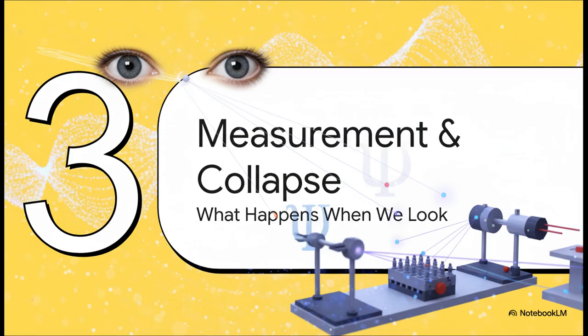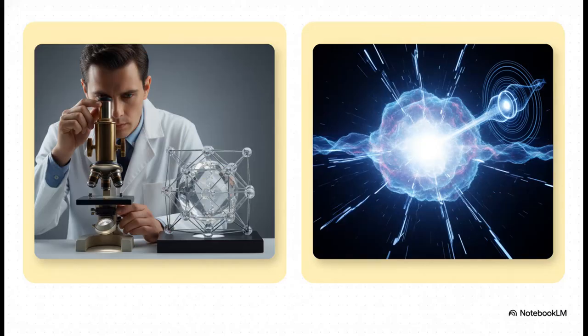And honestly, this might be the strangest rule of them all. What happens the moment we try to measure something? Classically, if you check the speed of a car, you're just finding out something that was already true. It's totally passive. But down in the quantum world? Oh no. Measurement is an active, almost violent event. The very act of observing forces the system to drop its fuzzy possibilities and choose one single state. You're not just observing reality. Your observation is what creates it.